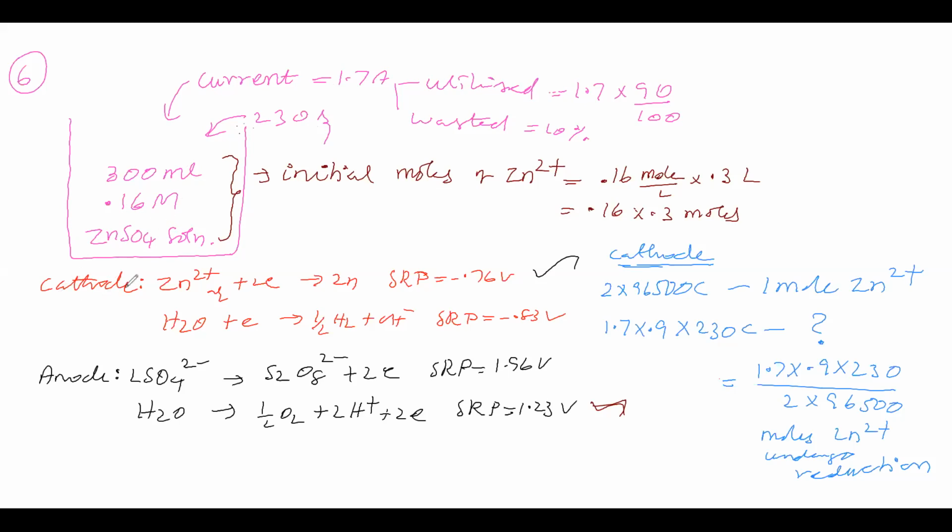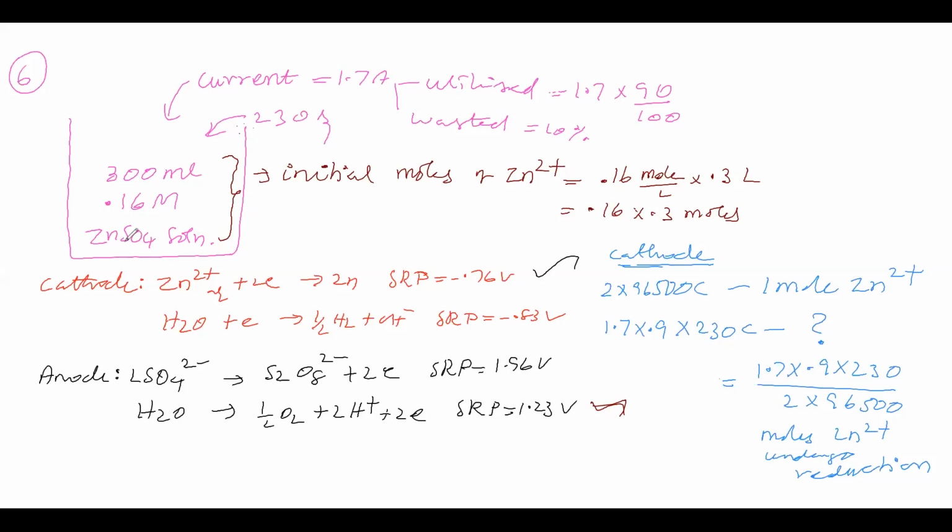At the cathode, what is taking place? Zinc ion is going for reduction. It is possible at the cathode. At the anode, what is the possibility? Water is undergoing oxidation. So sulfate is not undergoing oxidation at the anode. So sulfate is not involved in the electrolysis process.